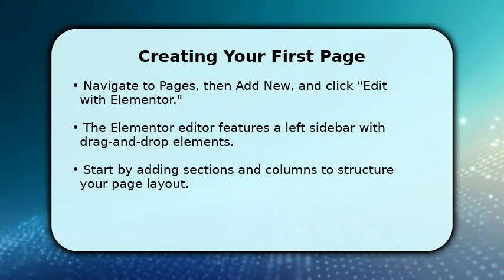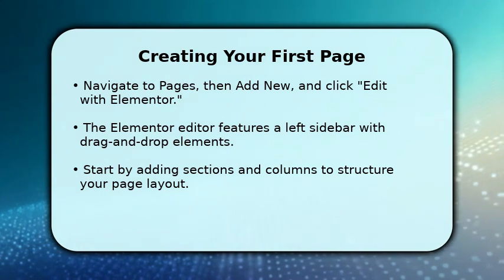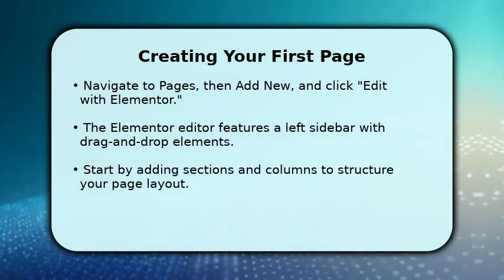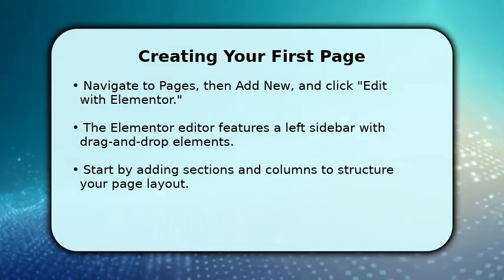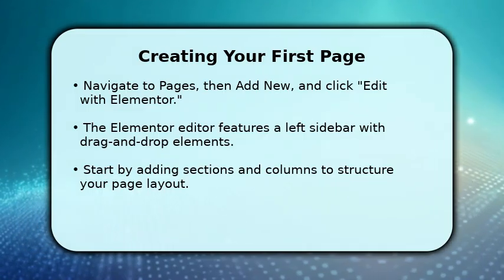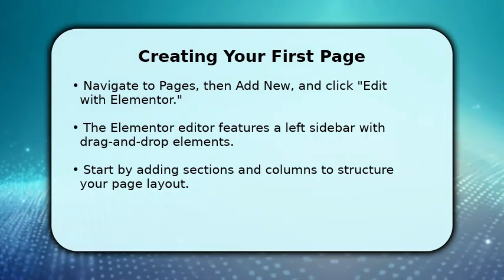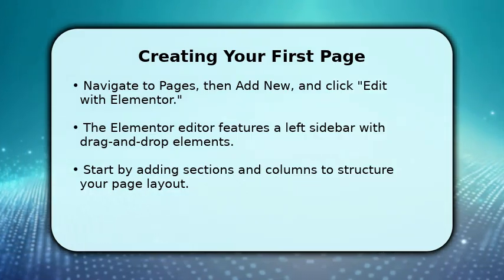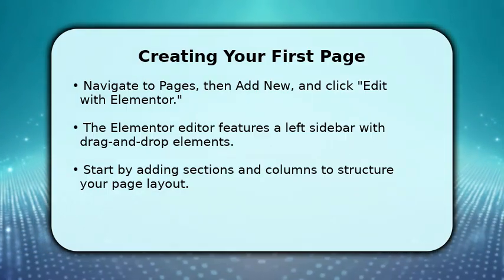Now that Elementor is active, let's create your first page. From your WordPress dashboard, go to Pages and select Add New. You'll see a button that says Edit with Elementor. Click it to launch the page builder. The Elementor editor will appear, featuring a left sidebar filled with various elements. Begin by adding a new section and choosing a column structure to lay the foundation for your design.